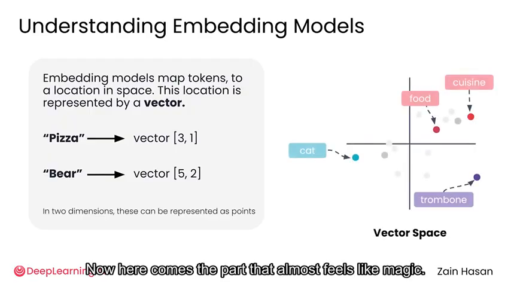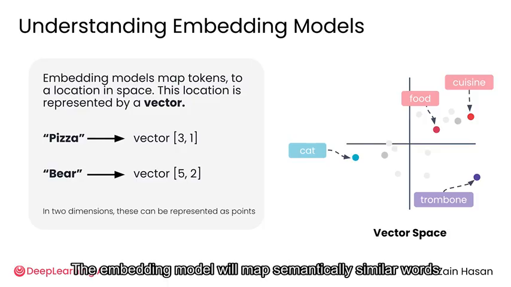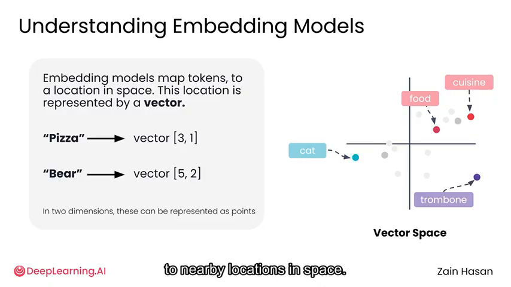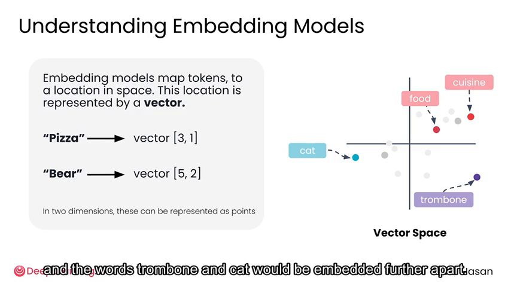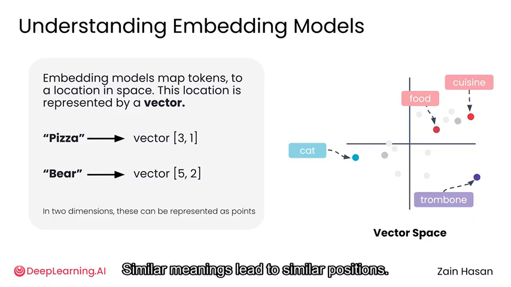Now here comes the part that almost feels like magic. The embedding model will map semantically similar words to nearby locations in space. For example, the words food and cuisine would get embedded closer to one another, and the words trombone and cat would be embedded further apart. Similar meanings lead to similar positions.